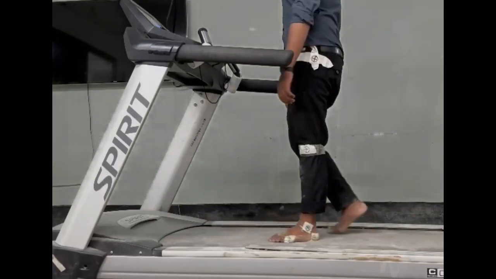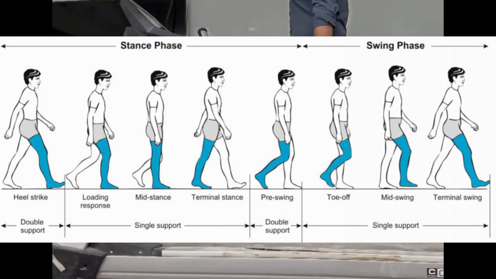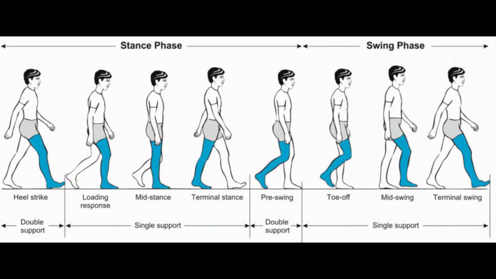Now let's talk about phases of gait cycle. There are mainly two phases of gait cycle. Number 1, stance phase, and number 2, swing phase. In stance phase, there are 5 sub-phases. These are initial contact, loading response, mid-stance, terminal stance, and pre-swing. In swing phase, there are 3 sub-phases. These are initial swing, mid-swing, and terminal swing.